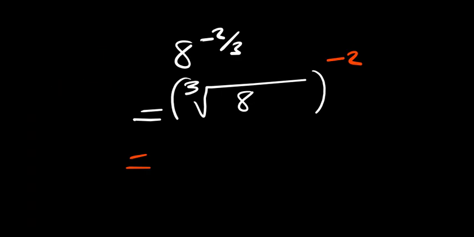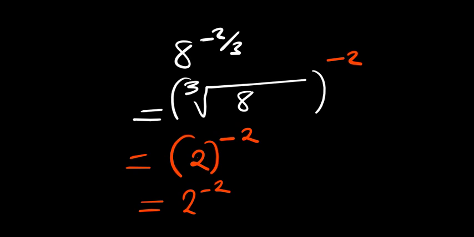So I'll have a 2 in the bracket. Then I have a negative 2 outside. So I'm going to have a negative 2 outside. Then what am I supposed to now solve? Now this has a power of 1, so I'm just solving 2 to the power negative 2.